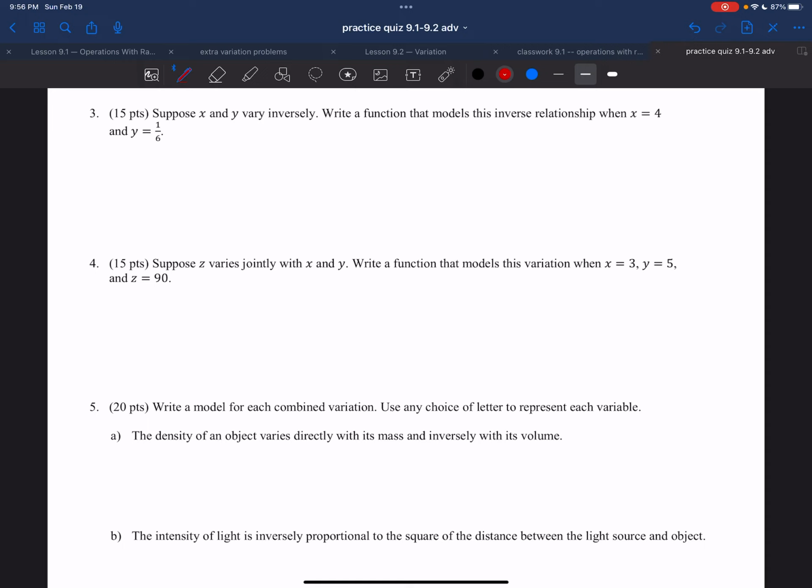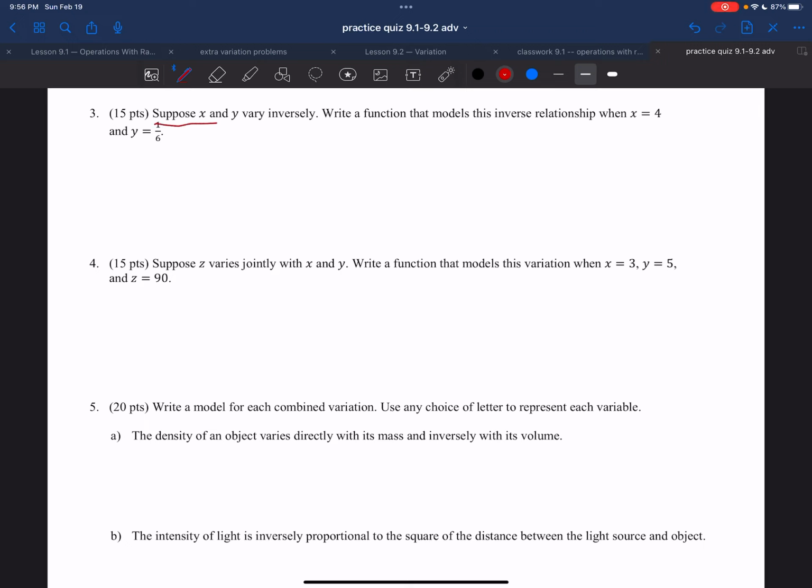Number 3, suppose x and y vary inversely. Let's write a function that models this inverse relationship when x equals 4 and y equals 1/6. You won't get a calculator with this because I'm keeping the numbers simple, okay? If the numbers were complex, I would give you guys a calculator.